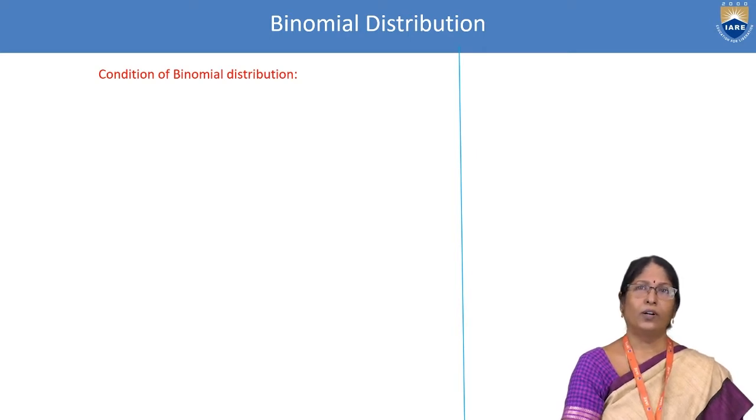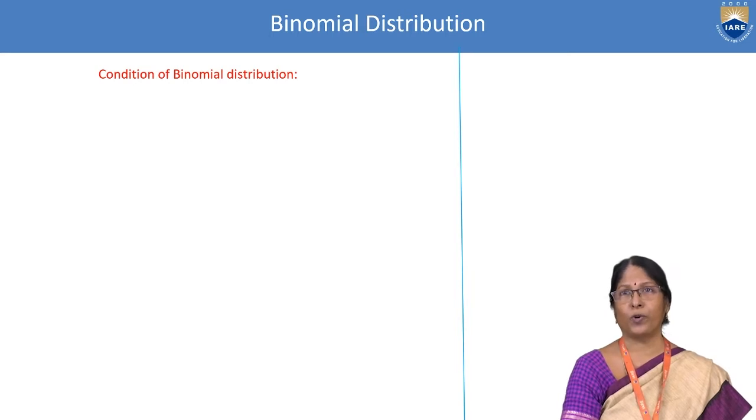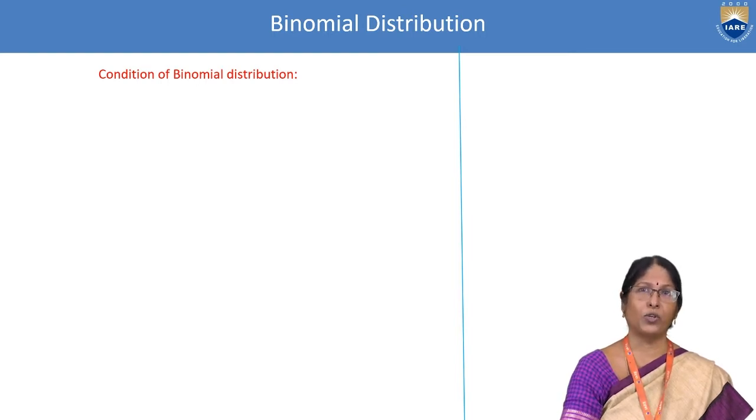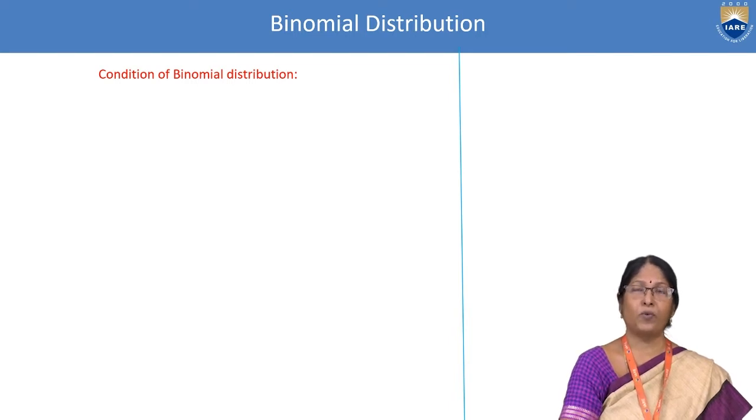So now the problems are there. Suppose in case we want to solve a problem. In the problems, it won't be given whether this problem comes under binomial distribution, Poisson or normal distribution. We must be in a position to identify whether the given problem comes under binomial, Poisson or normal. For that, for binomial distribution, what are the conditions it should satisfy?